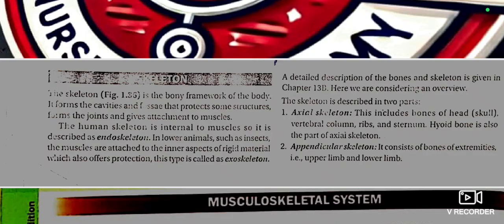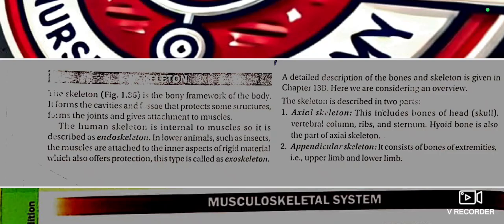The next is that it forms the joints and gives attachment to the muscles. The skeleton also forms the joints and provides attachments to the muscles. Okay. Here we are discussing skeletons.